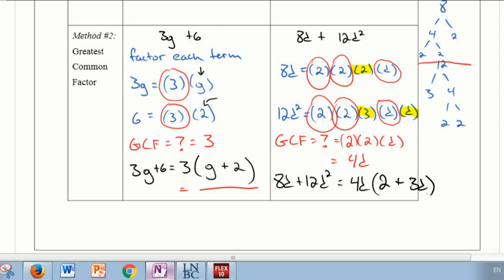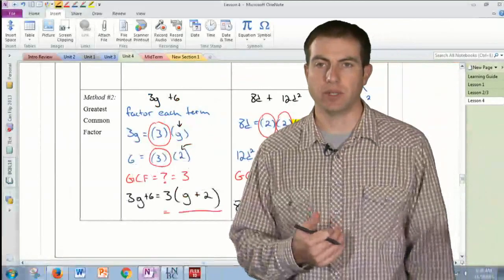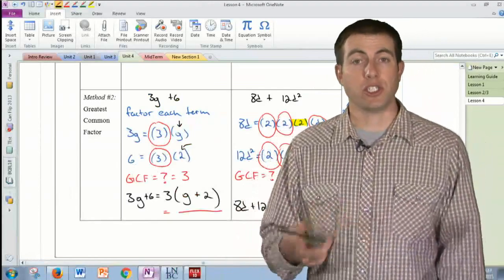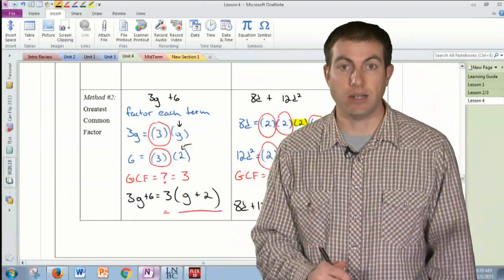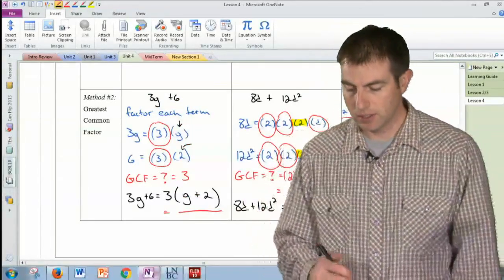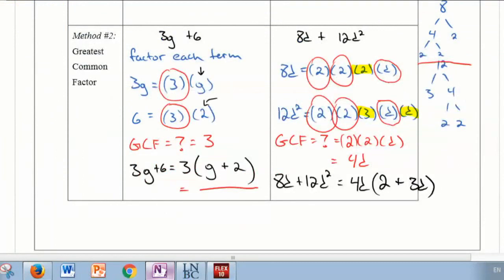Now the beautiful thing about factoring is when we get to the end and we've factored it, we end up with this 4d times (2 plus 3d). We can always check to make sure our answer is right. And checking is just expanding it. We just multiply it out to see if we did it right. So the next page has this check on it, but I'm just going to show you right here.